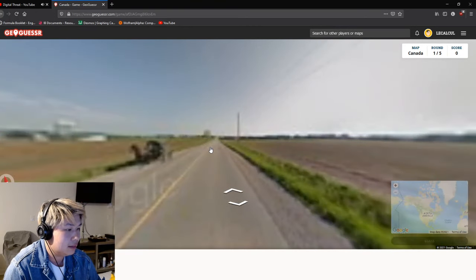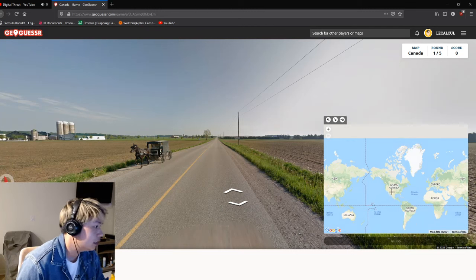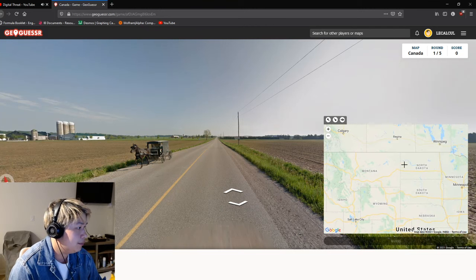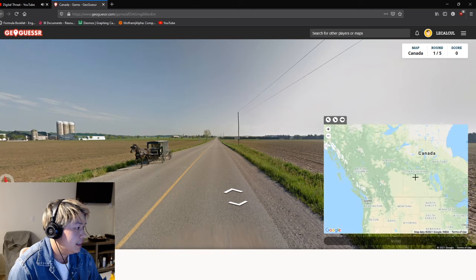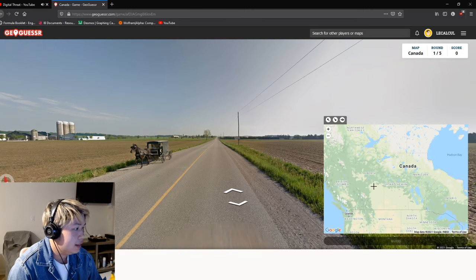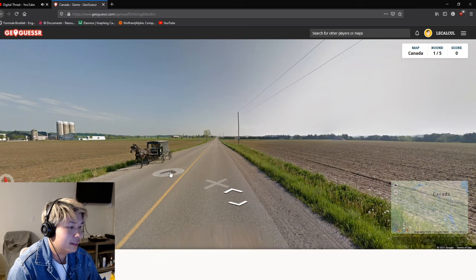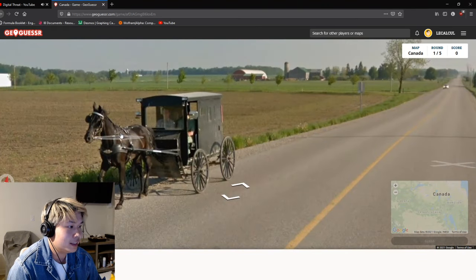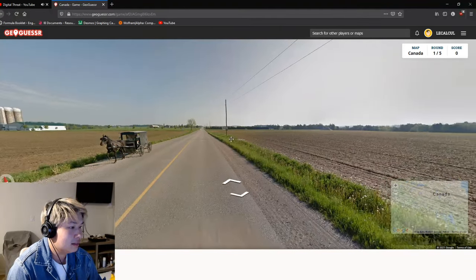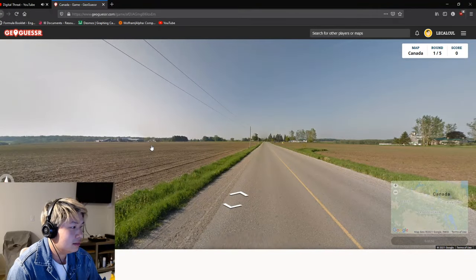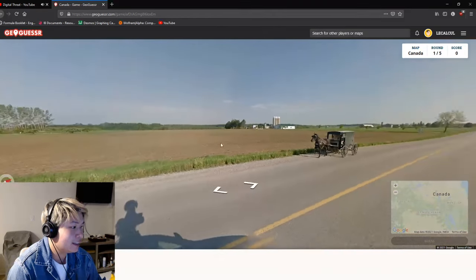I'm gonna... Bottom right? Oh, do I click where I think I am? I am somewhere in the prairies. I'm gonna say that right now. Look at this horse carriage. Where else am I gonna find this but the prairies? Look at how flat it is.